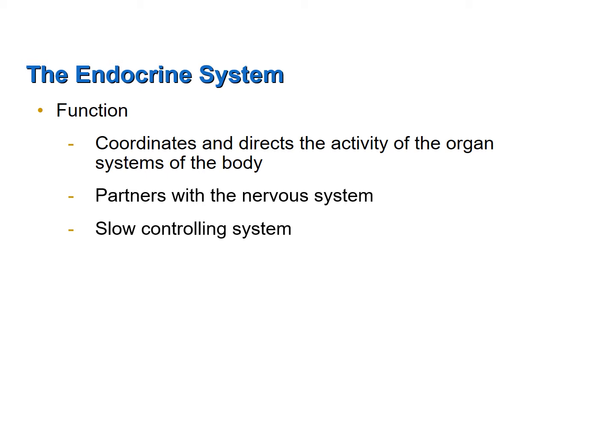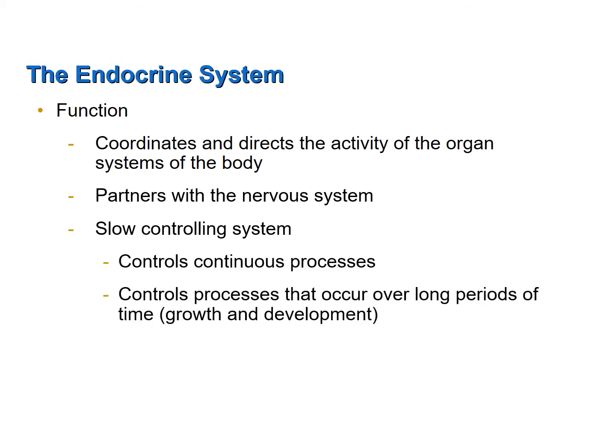So we refer to the nervous system as the fast controlling system and the endocrine system often as the slow controlling system, since it responds much more slowly than the nervous system. The endocrine system controls continuous processes which are involved in maintaining homeostasis, and we'll elaborate on that in a moment. And the endocrine system also controls processes that occur over very long periods of time, such as growth and development.